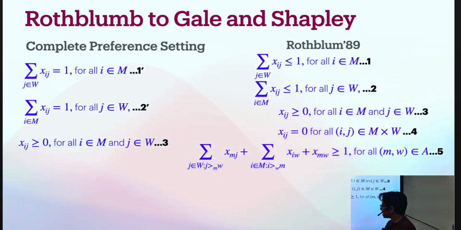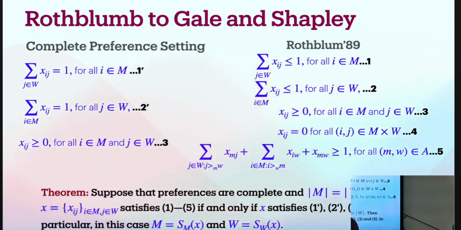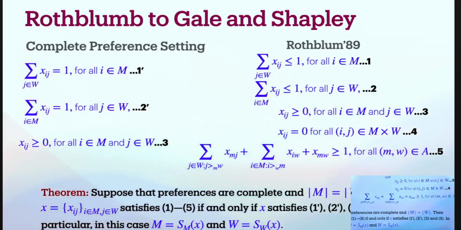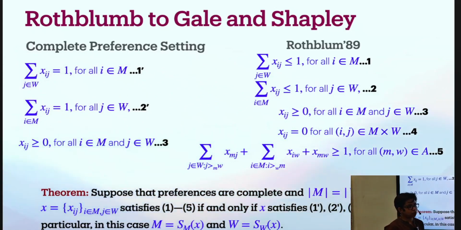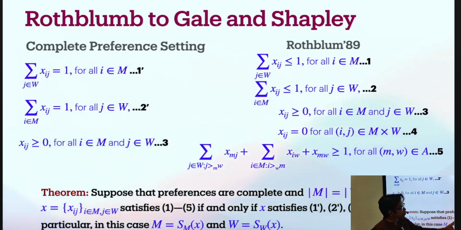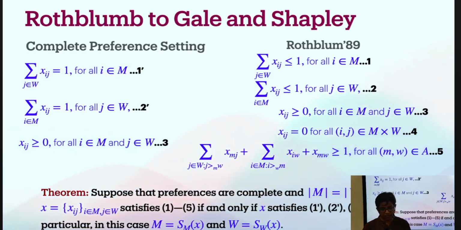Okay, so that's the main thing. And now we can say that if the preferences are complete and the number of men and the number of women are the same, which is just as important, then this assignment matrix, this matching matrix that satisfies conditions 1 to 5, also satisfies conditions 1 prime, 2 prime, 3 and this condition 5. So what can we leave out? It seems like there are 5 constraints here and something is missing. So what did we leave out?